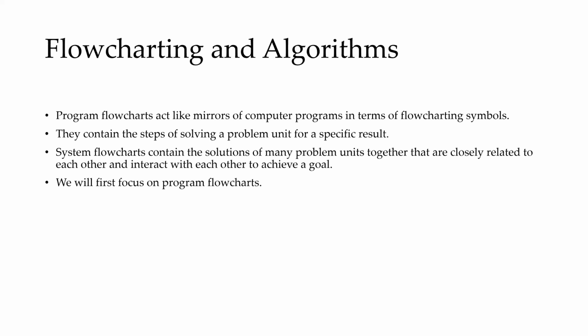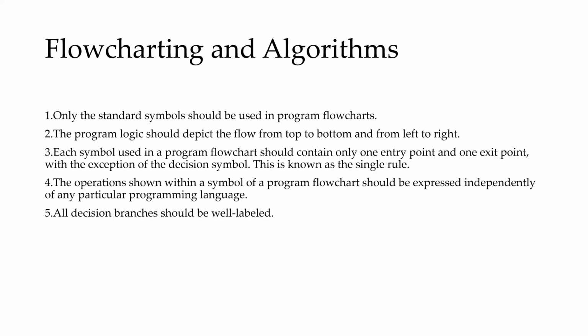For example, as a university, we have so many different departments, but if we want to run the system, we should work with each other. We should create an interaction between these departments. Yes, we have some different jobs and tasks in this university system, but we are sharing some common documents, for example. And in system declarations, we can create this kind of system flowchart to demonstrate the whole plan of the system. We will first focus on the program flowchart, as you see.